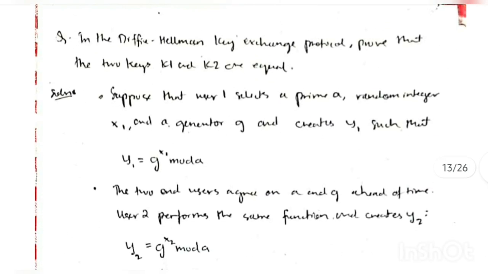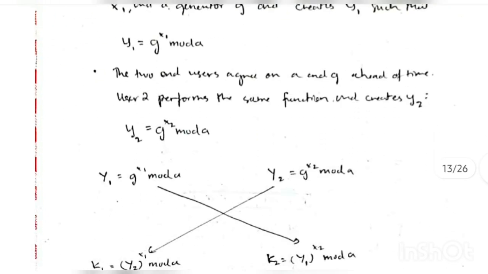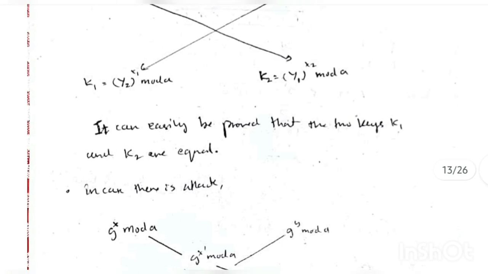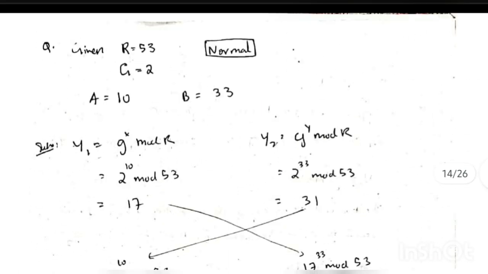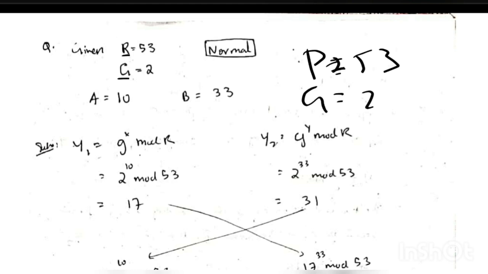Coming to the next one, which is the Diffie-Hellman key exchange protocol. Let me explain it with an example. Firstly, you will be given two numbers. R or P will be given as any number; here it is 53. G will be given as another number; here it is 2. And the A and B values will be given.